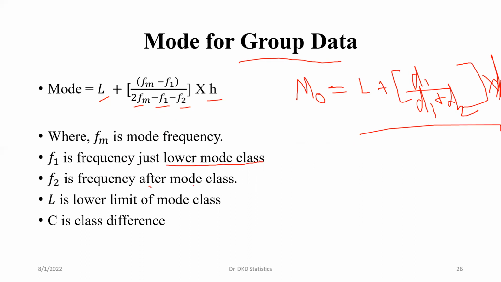F2 is the frequency of the upper mode class. Fm is the mode frequency, L is the lower limit of the modal class, and C is the class difference. C, or we can say H, and C both mean the same thing. So this is the formula we can use for mode.